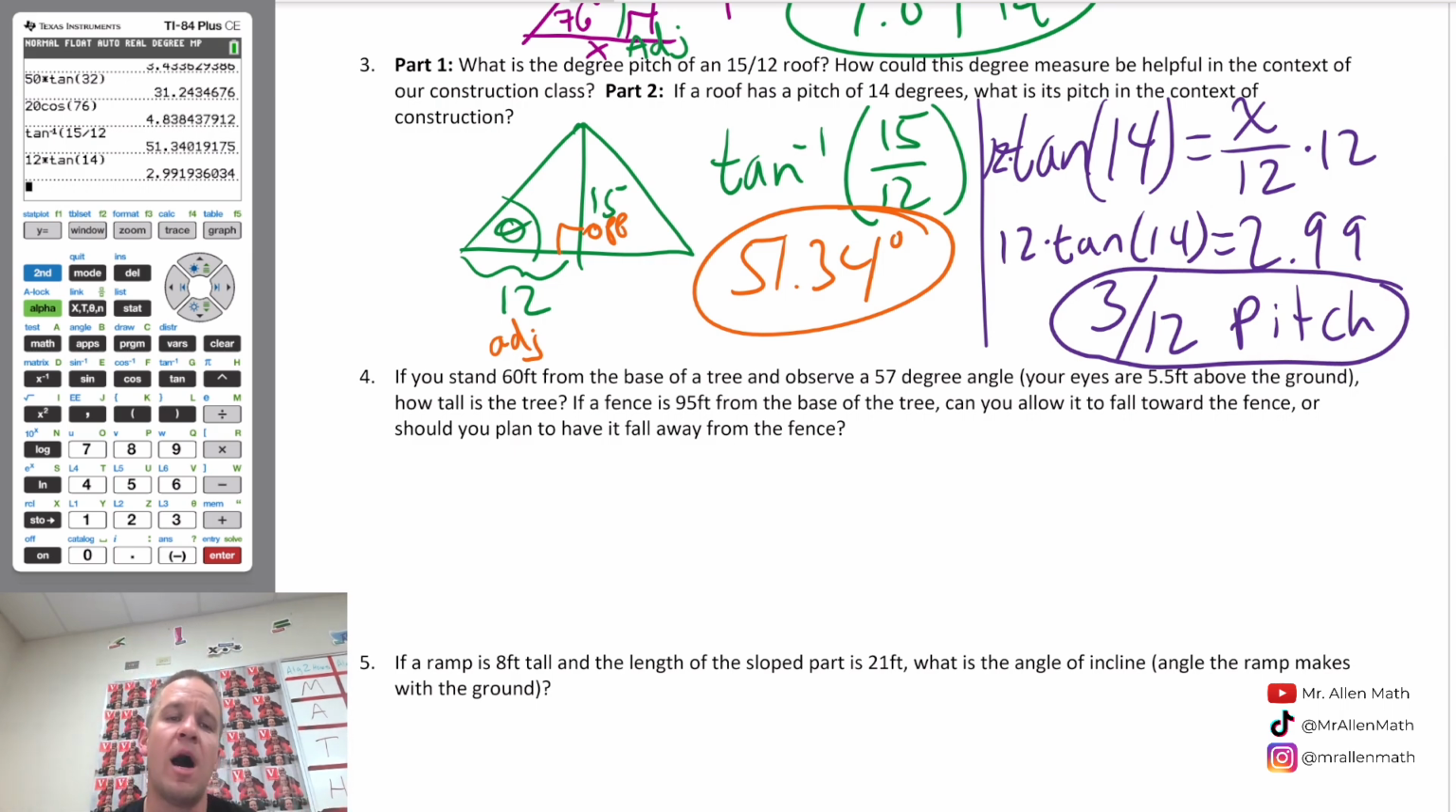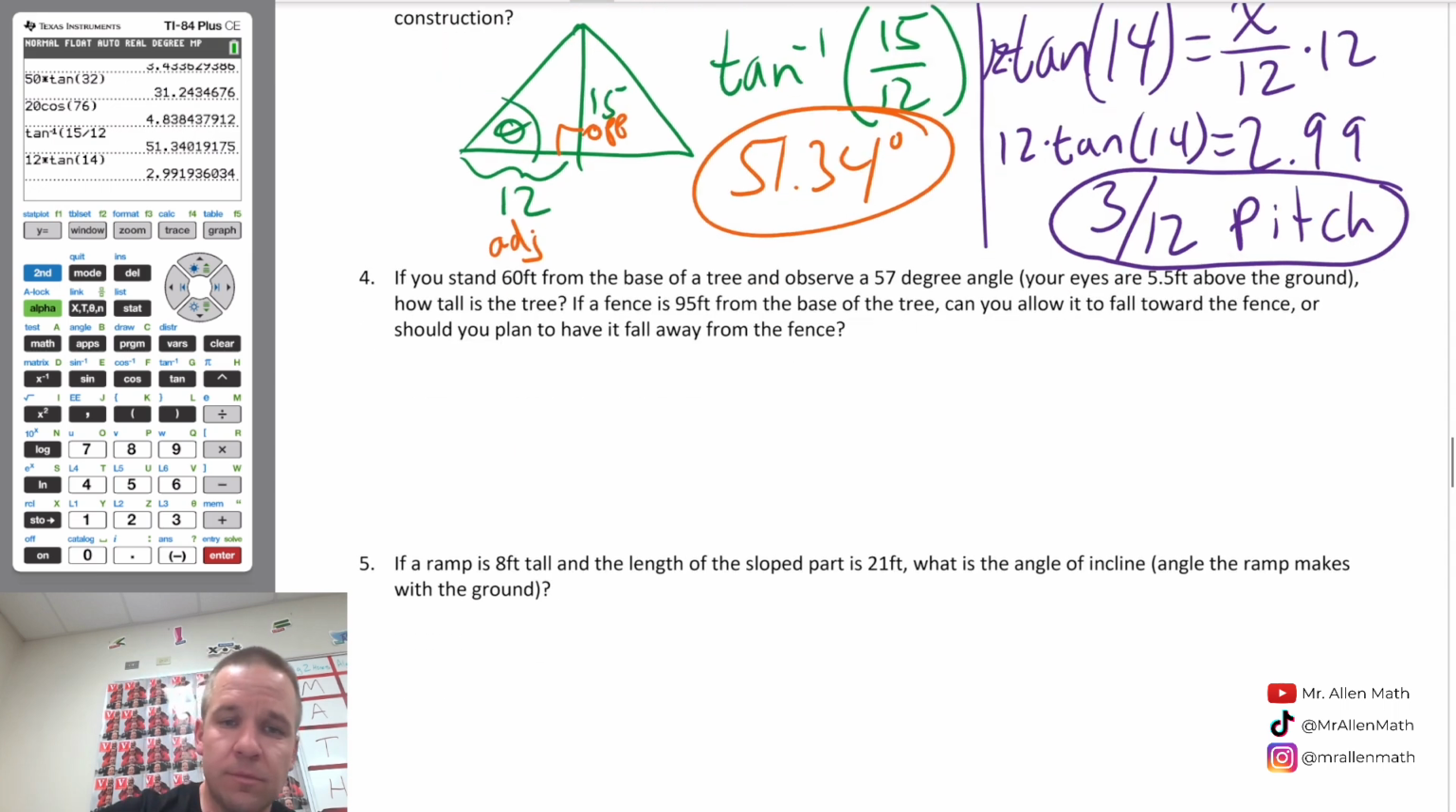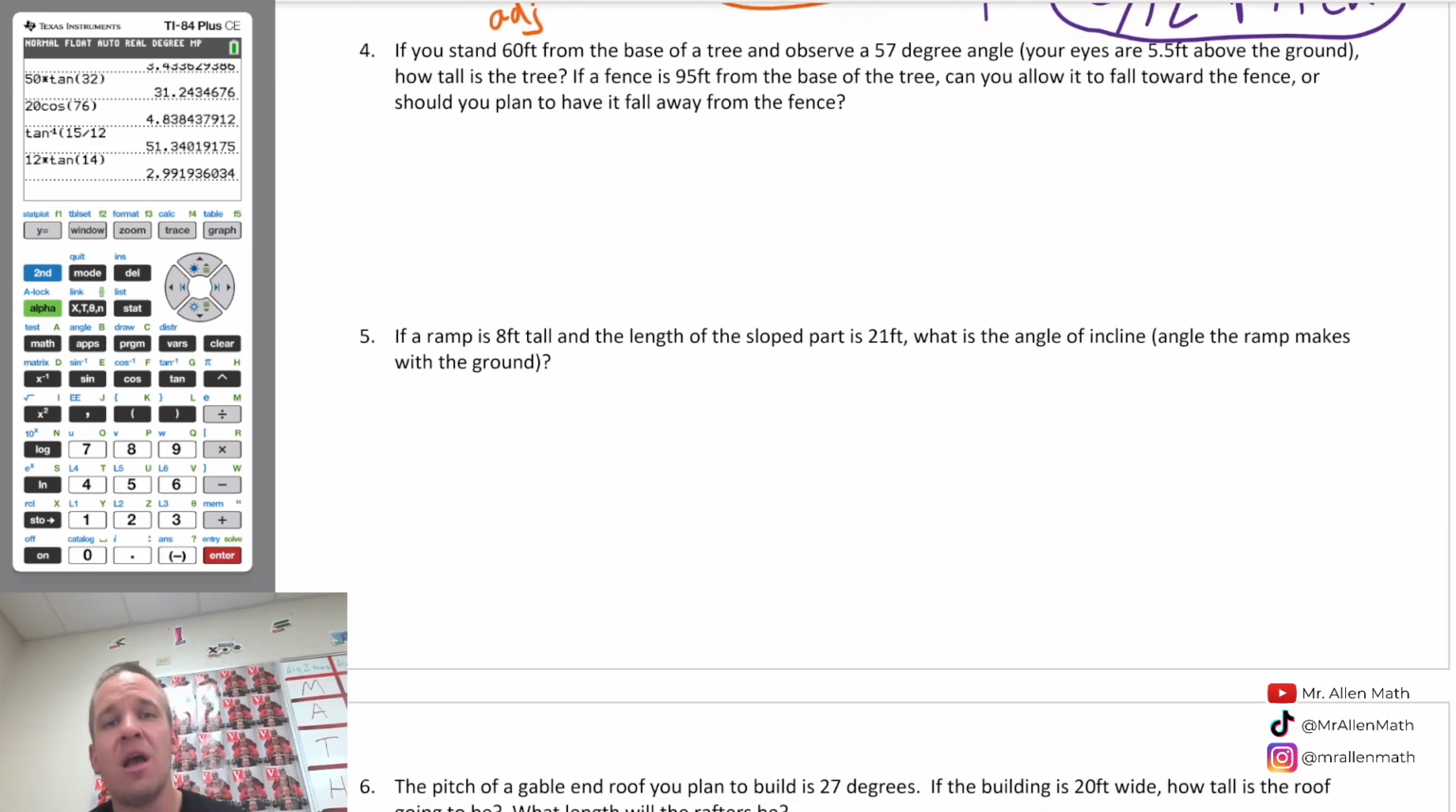All right. If you stand 60 feet from the base of a tree and observe a 57-degree angle, and your eyes are 5.5 feet above the ground, how tall is the tree? If a fence is 95 feet from the base of the tree, can you allow it to fall toward the fence, or should you have a plan to have it fall away from the fence? Okay. So you stand 60 feet from the base of a tree.